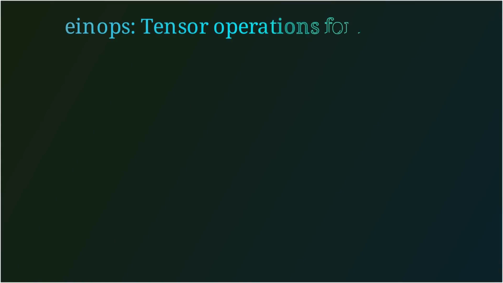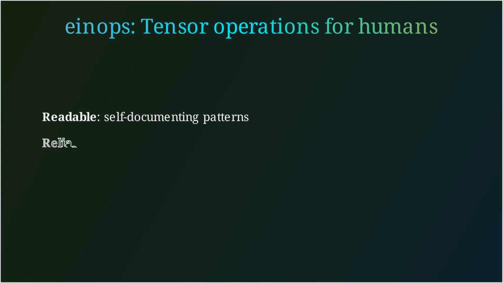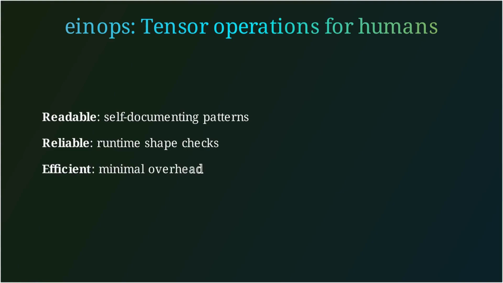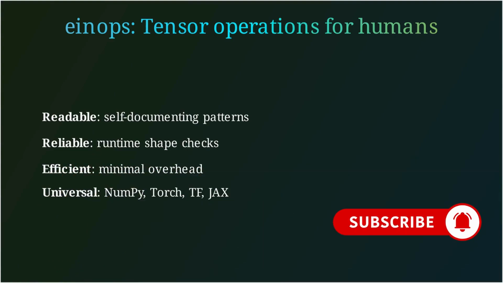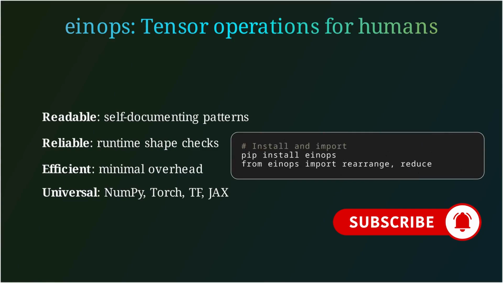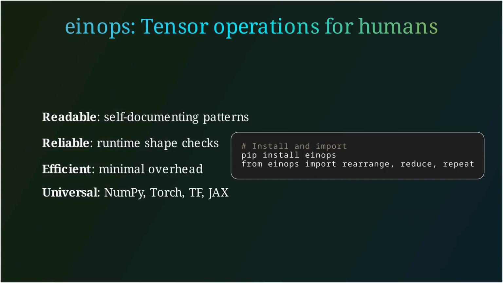Enter Einops, tensor operations for humans. Four principles. 1. Readable, patterns that spell out what each axis means. 2. Reliable, runtime shape checks catch mistakes early. 3. Efficient, minimal overhead for most backends. 4. Universal, works with numpy, PyTorch, TensorFlow, and JAX.